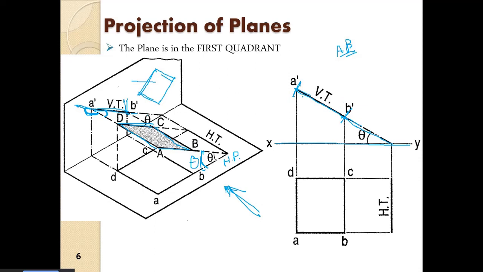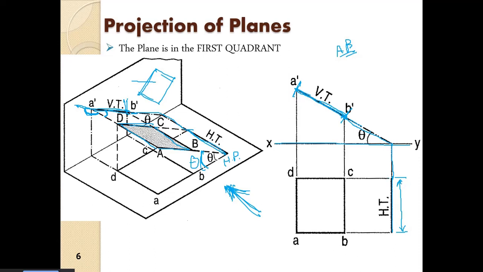So we draw the front view. Then again, from this point we draw the horizontal trace here, on the horizontal plane. So the edge CB or DA will be given, so whatever the dimension is here, we will know.